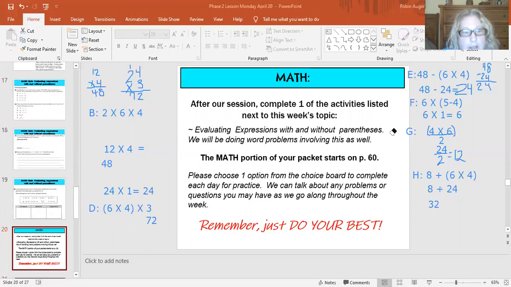All right. So your math portion starts on page 60 of your packet. So let's see, there's 174 pages. So it's about a third of the way through, I guess. You'd have to flip through again and find that packet and choose one of the choices from the choice board. Okay. So here we go.